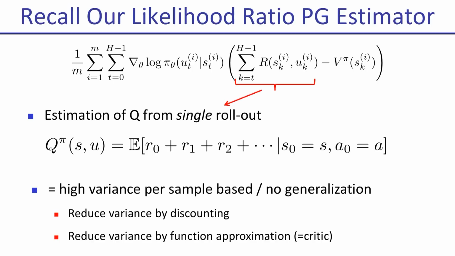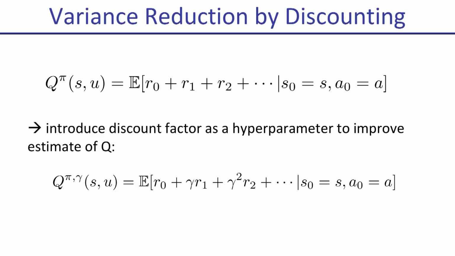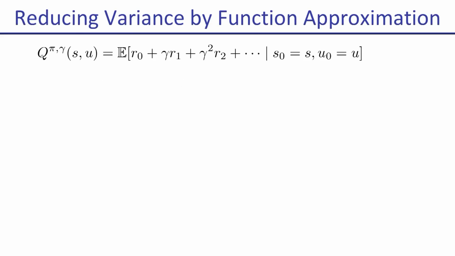We could reduce it even more by introducing function approximation. So discounting, very straightforward. We've seen that. Just introduce discounting. That gives us a better estimate, not a better estimate per se, but a lower variance estimate than without discounting. How about function approximation? Well, the expected value of all rewards that we might get is expected value of reward followed by expected value of the value we get at the next state.